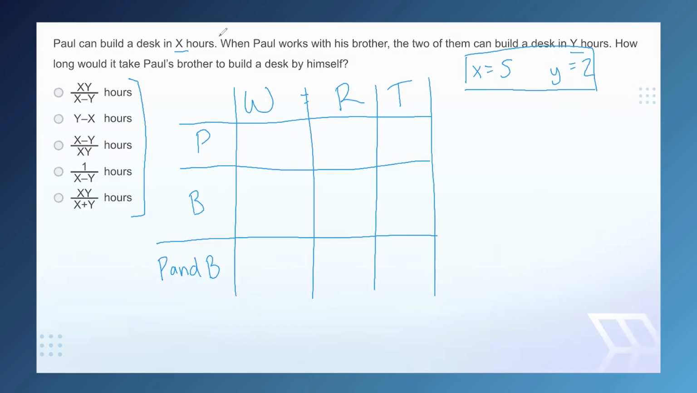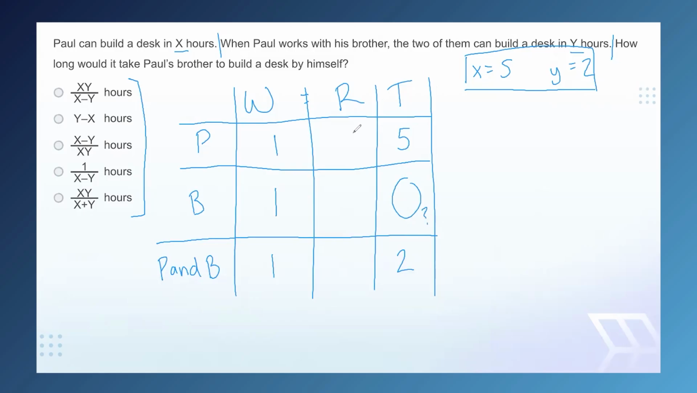So Paul can build a desk in X hours, one desk in X equals 5 hours. Okay, when Paul works with his brother together, the two of them can build a desk in Y hours. So together they can build one desk in Y equals 2 hours. How long would it take Paul's brother to build one desk by himself? Once again, solving for time.